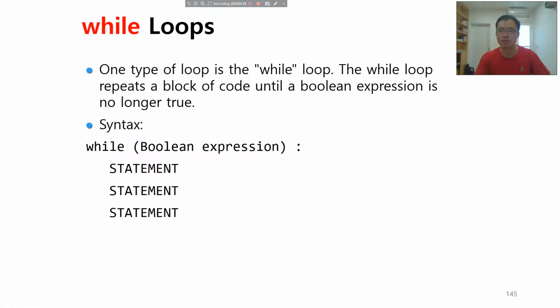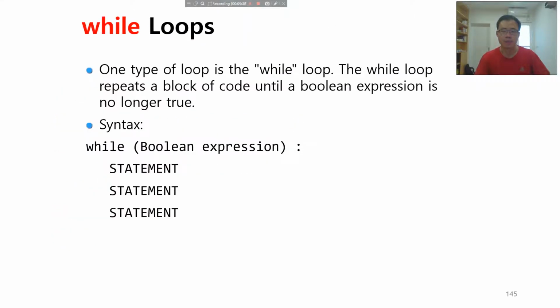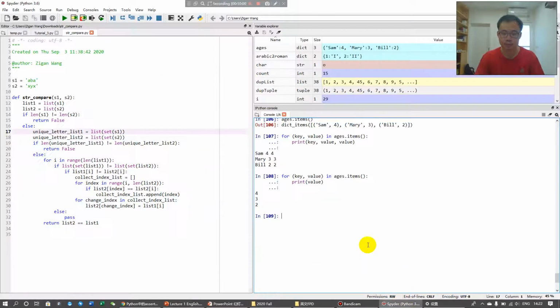But what if you don't know where to end and when to end? What do? You can basically use the while loop to ask the program to execute some statements whenever the Boolean expression is true. For example, you can write some Boolean expression here. While it's true, you do something. But there will be a problem.